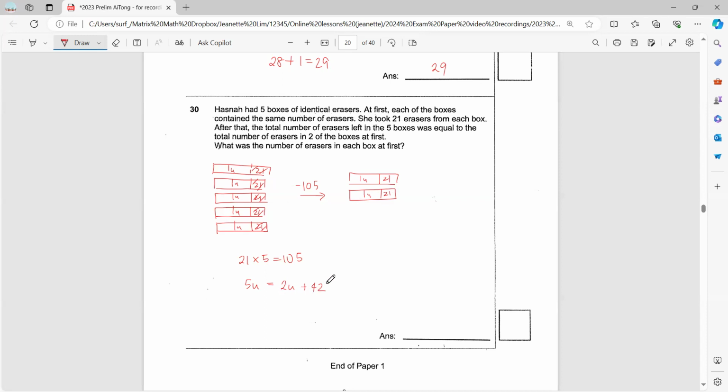So from here, 42 is actually 3 units. And 1 unit is 42 divided by 3, which is 14. So the number of erasers in each box at first is 14 plus 21, 35. So 35 is the answer.